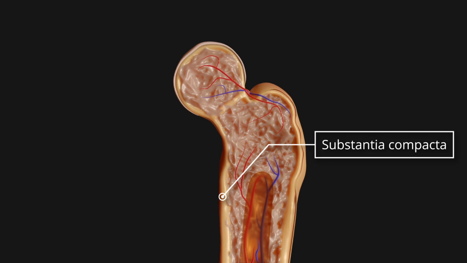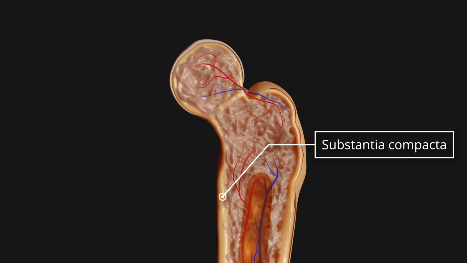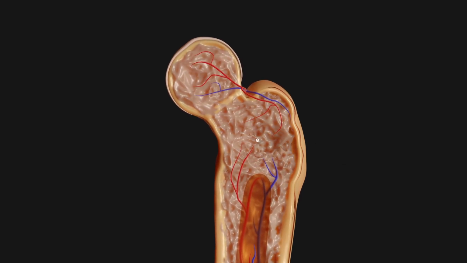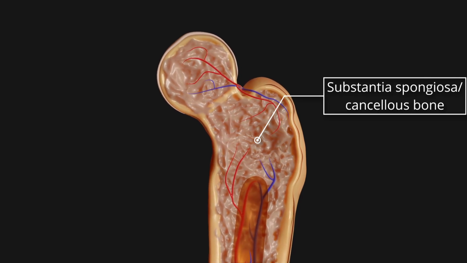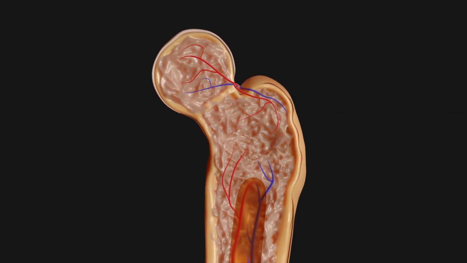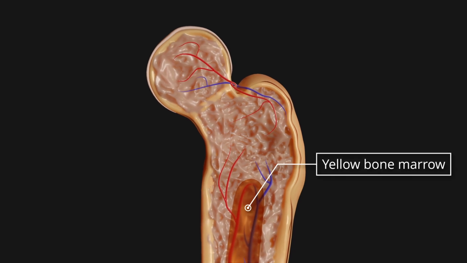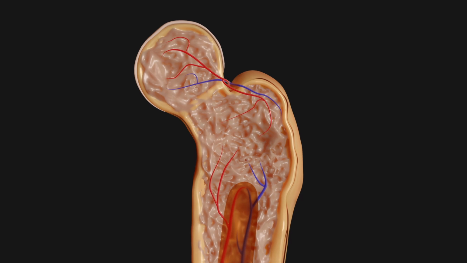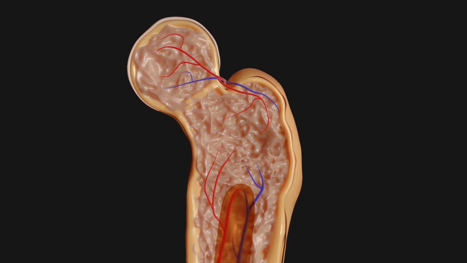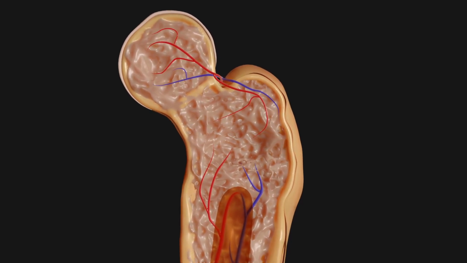The compacta bears the main load on the bone. Inside, we see a spongy tissue called the spongiosa. In adults, the medullary cavity contains the yellow bone marrow, which, unlike red bone marrow, does not produce blood cells. Due to its large surface area, the cancellous bone is predestined for a high bone turnover.